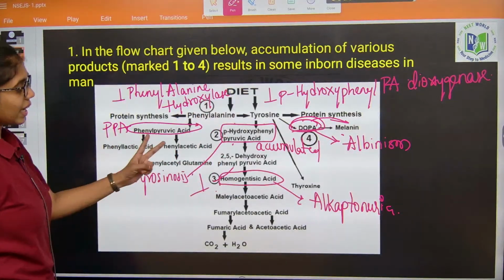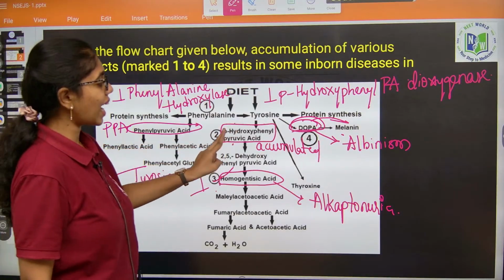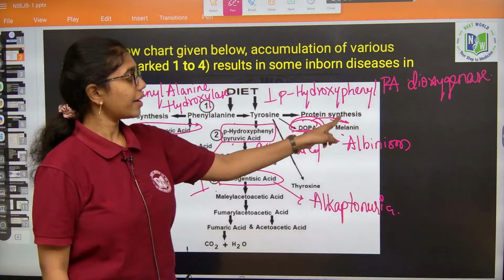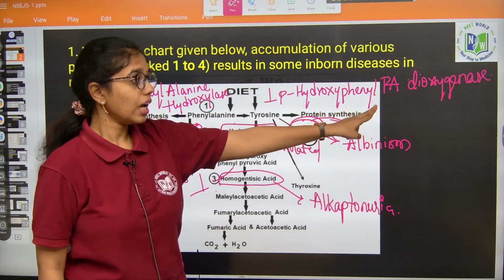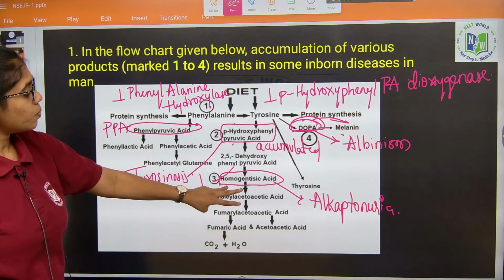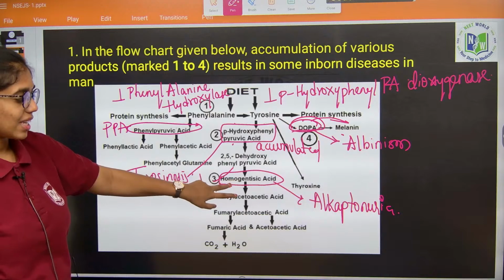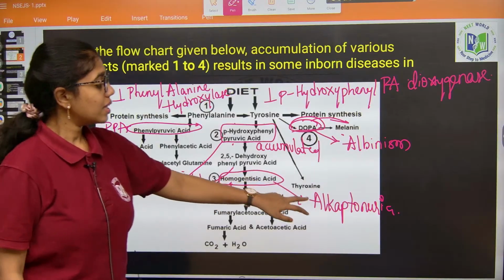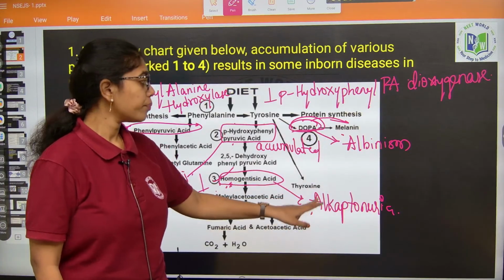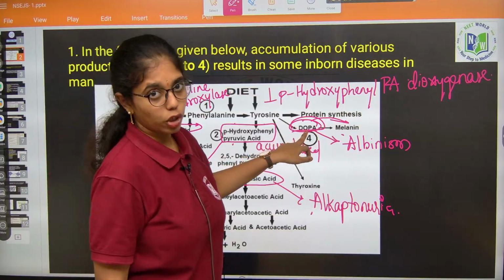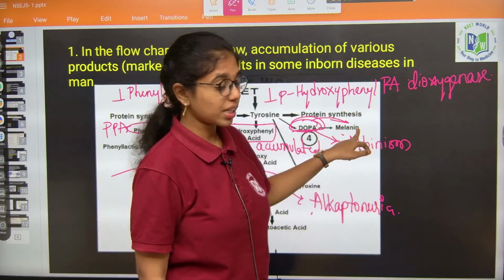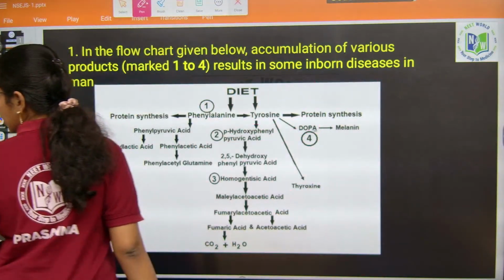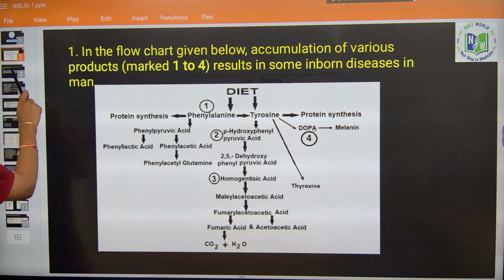Fine. And second is accumulation of hydroxyphenylpyruvic acid from tyrosine. This is because of deficiency of what enzyme? P-hydroxyphenylpyruvic acid dioxygenase. Next is the accumulation of homogentisic acid because of the deficiency of the enzyme homogentisic oxidase. This results in the disease alkaptonuria. And then because of the accumulation of DOPA, melanin formation does not take place and this leads to the disease albinism.